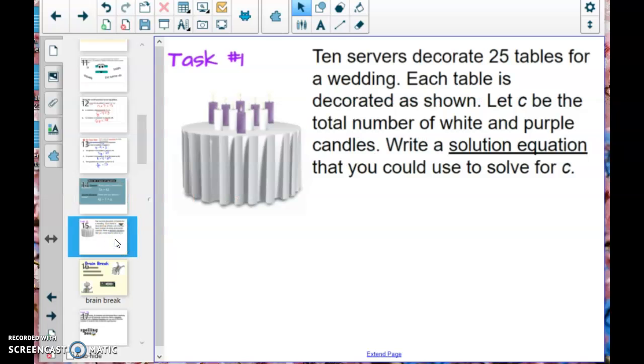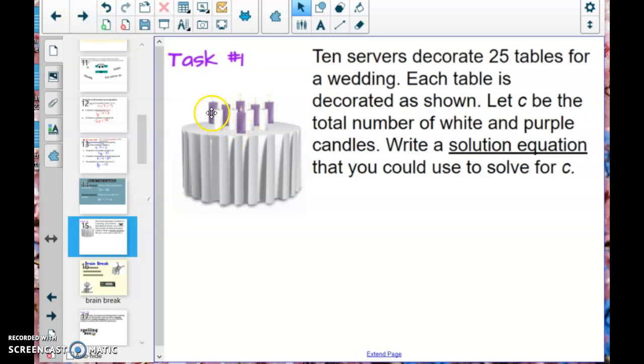So first question here says 10 servers decorate 25 tables for a wedding. Each table is decorated as shown. Let C be the total number of white and purple candles. Write a solution equation that you could use to solve for C. All right, for this question, the words that we would use to describe this situation is the total number of candles is the number of tables times the number of candles on each table.